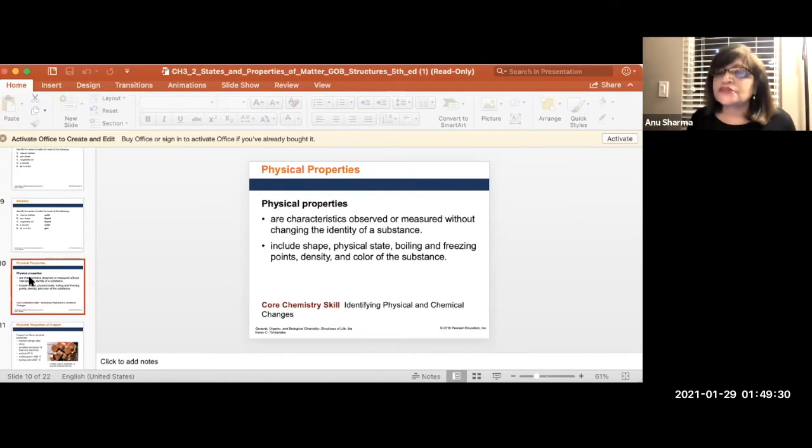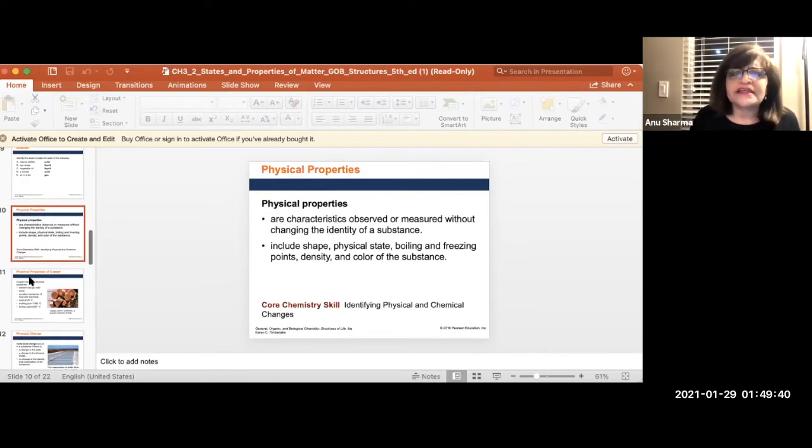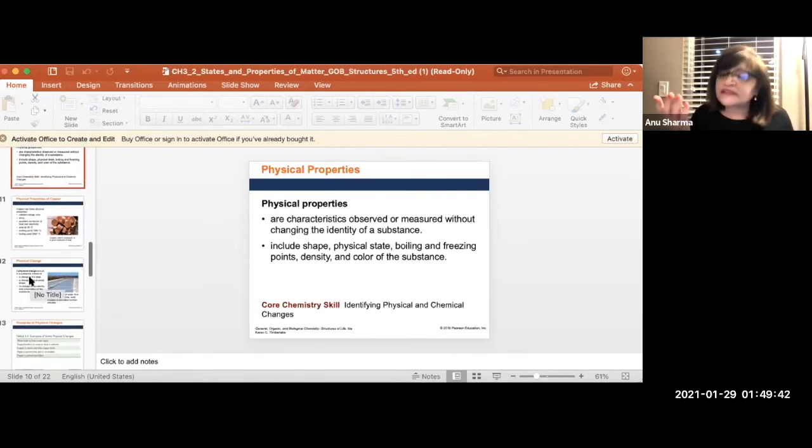At what temperature does it boil? At what temperature does it melt? What is its physical state, its shape, its color? All these are physical properties. And there are more. Density is also one, whether it sinks or floats in water.